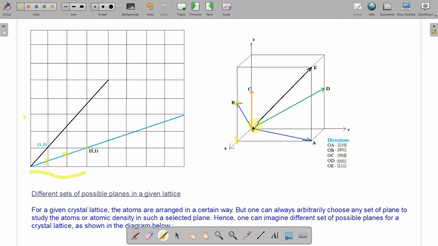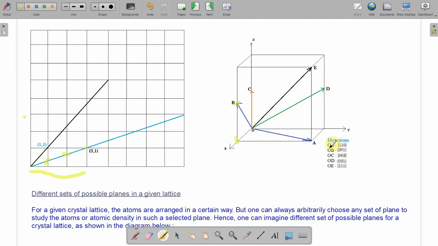Therefore, the indexing for this line OB is 2 on the x. It does not pass through any point on the y direction, so it is 0, and 1 unit on the z by the time it crosses 2 here. So, [2 0 1].